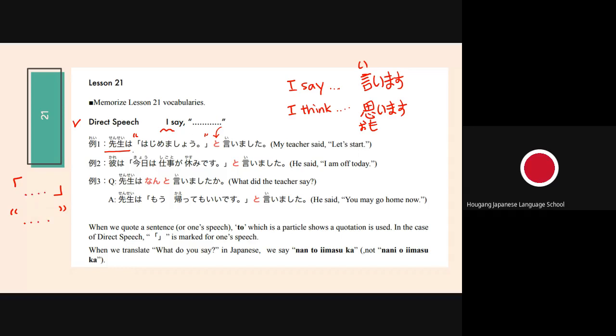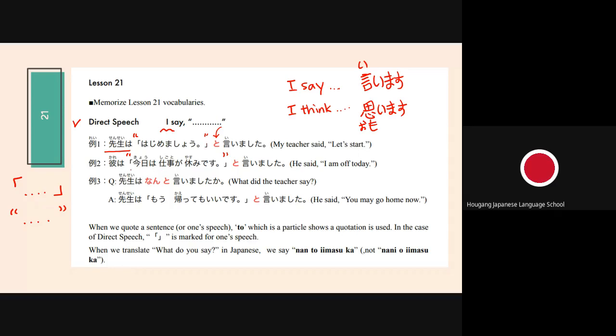Okay? Alright, hajimemasho. Okay? Then, kare wa, kyo wa, shigoto ga yasumi desu. So, your friend, he said something, right? To iimashita. He said this whole sentence. Today, work rest, or today, no work, basically. I'm off. Off from work.